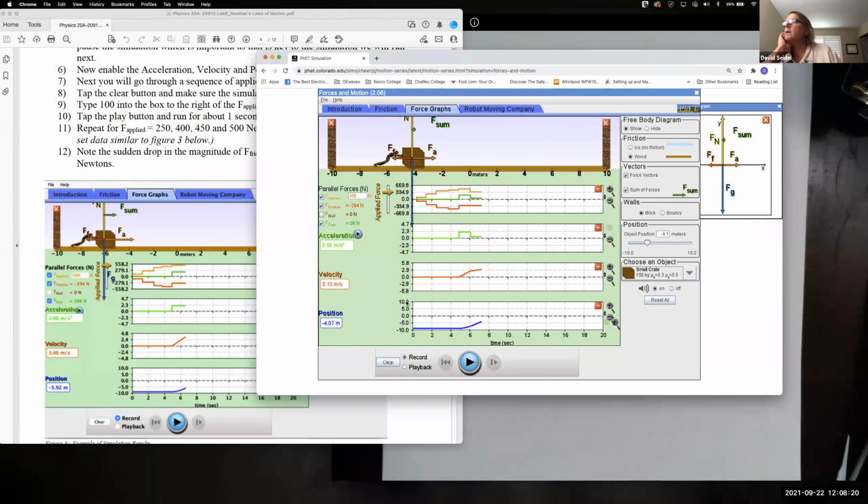So look here. I dropped it to 350. My friction force didn't change. My net force dropped, but it's still above 0. My sum of forces dropped, but it's still above 0.